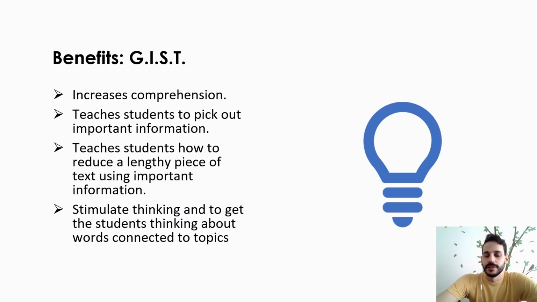The main benefits of GIST for the general students is that it increases comprehension. It teaches students to pick out the important information and neglect the information that's not important. It teaches students how to reduce a lengthy piece of text into something that's easier to understand, and it also stimulates thinking to get students to make connections about the topic and to be able to connect what they have just read with previous parts of the text or parts of the text that they will be reading later on.